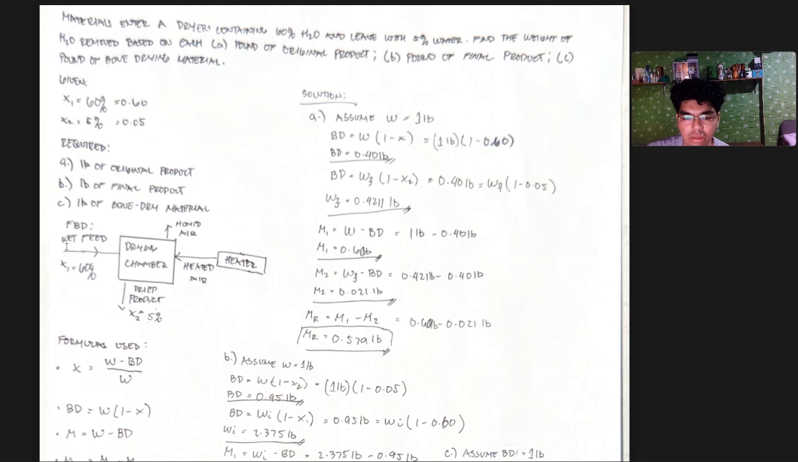Wet feed goes inside, which is the 60% initial moisture, into the dryer, and then out with a dried product, which is 5%. The heated air goes in, humid air goes out.